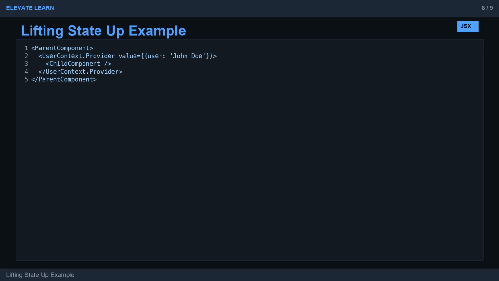Alright, let's dive into an example of lifting state up in React. Here we see our parent component wrapping the child component with UserContext.Provider. This means the parent is managing the user state and passing it down to its child. So, if you look at this line here, notice how the parent sets the context value directly. In real scenarios, your user data might come from an API or local storage. The key takeaway is that by lifting state up and passing it down through props, we can manage shared state more effectively across components. This approach keeps our code organized and makes state management a lot less headache-inducing.